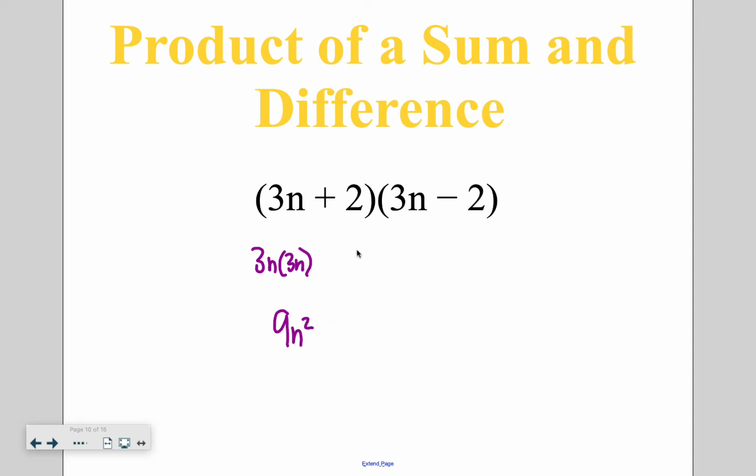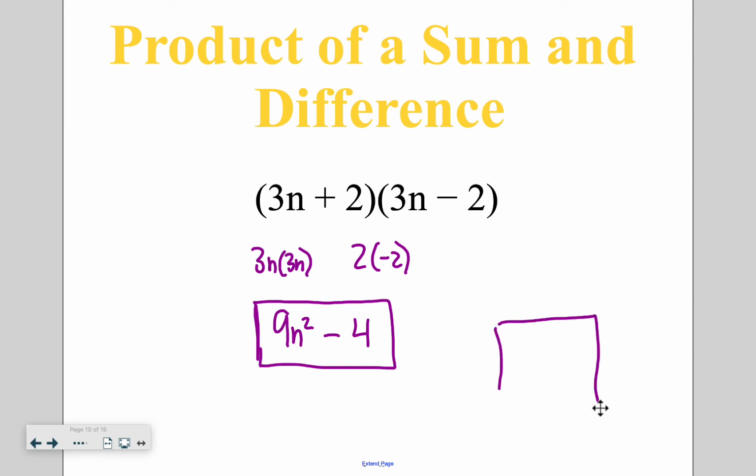Then I jump to the back, which is 2 times -2, which is going to give me an answer of -4. Once again, if you prefer the consistency of just staying with the box method, we can plug in our values, 3n and a +2, 3n and a -2, and I would get 9n squared, 6n, -6n, and -4.